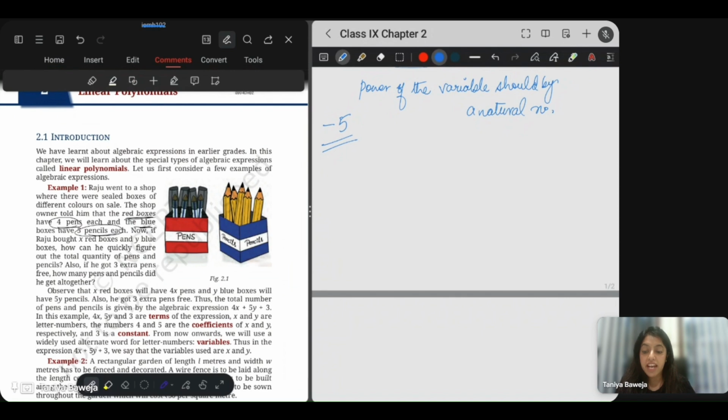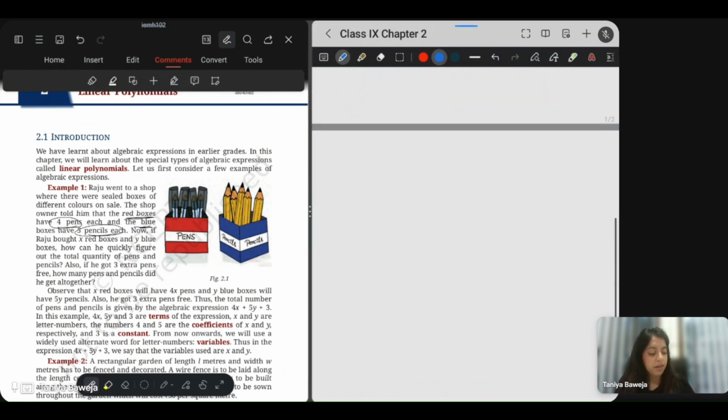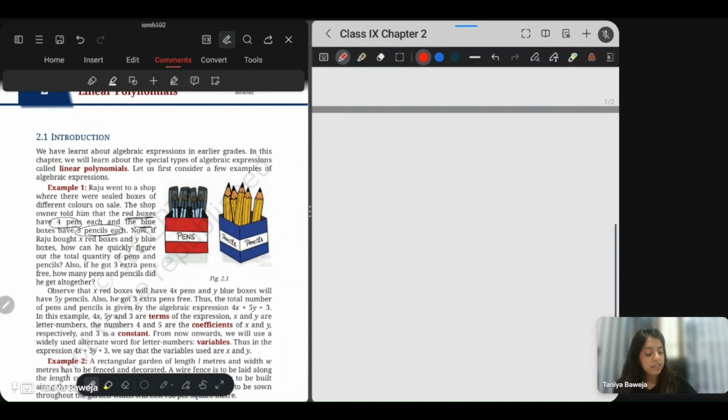Now if Raju got X red boxes, okay, let's first write it down. This means that there are red boxes. In the red one there are 4 pens. When we talk about the blue boxes, there are 5 pencils in each box. Now if Raju bought X red boxes and Y blue boxes, how can he quickly figure out the total quantity of pens and pencils?